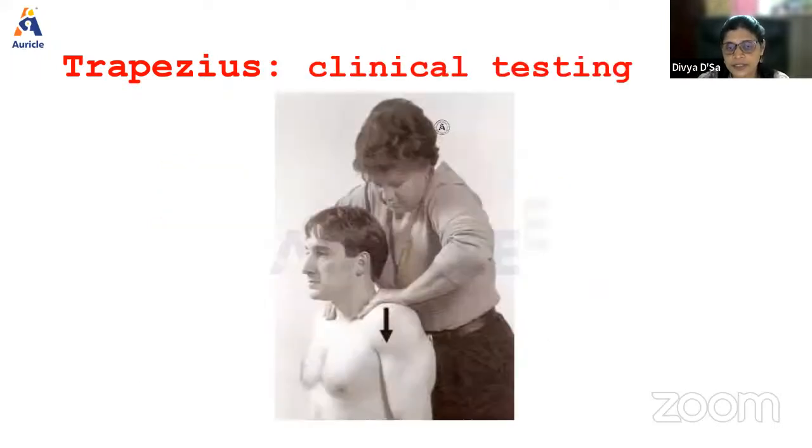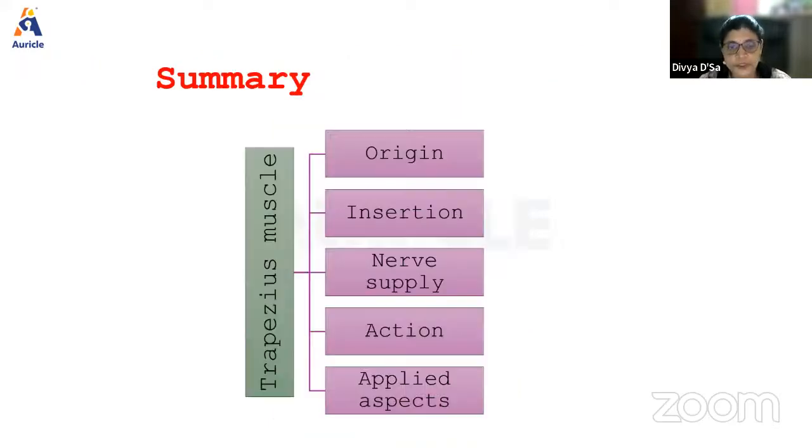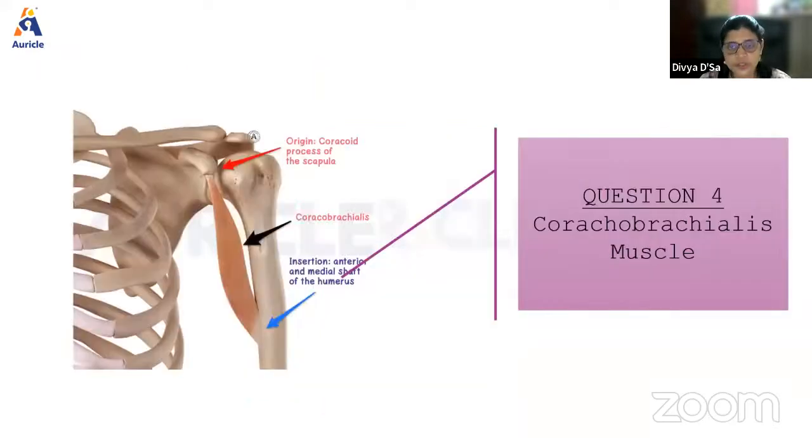So clinical testing is, we ask the patient to shrug against force. We apply pressure, and against that pressure, they need to shrug the shoulders. If they are able to do that, that means the muscle has the power there. So that is about trapezius.